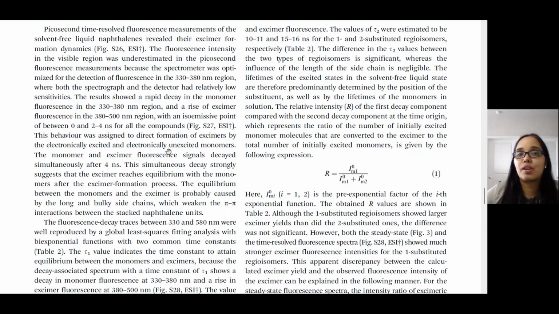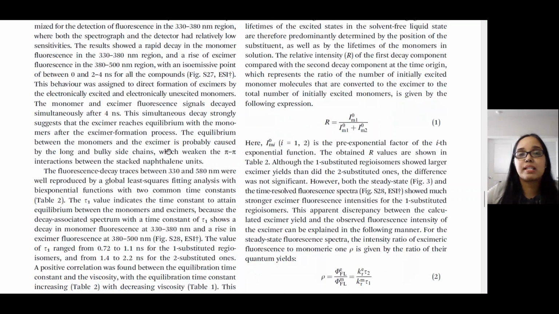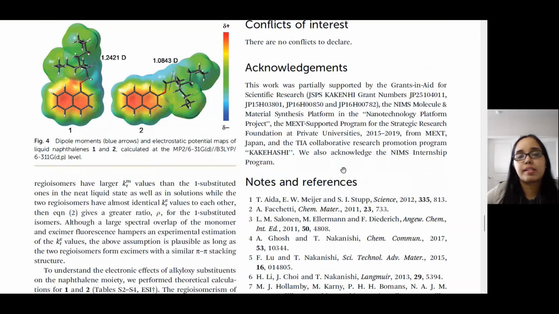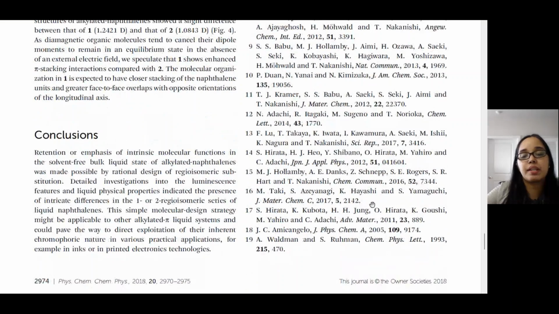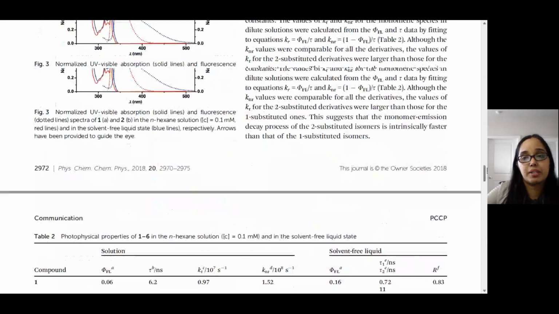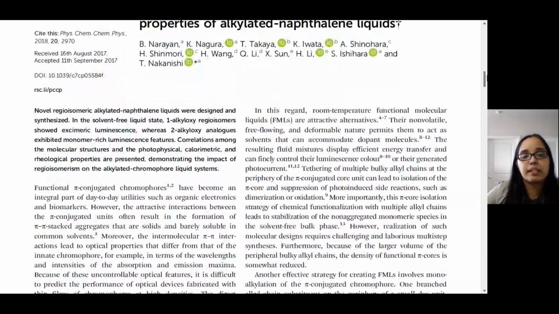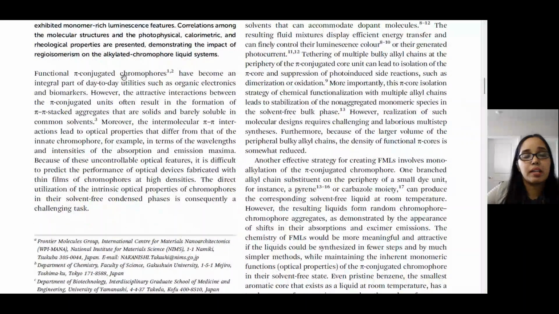Because it is free of cost and accessible, there is no page limit. But in a journal paper, there is a space or page limit. So you can write only a few pieces of information there. And then there are some notes and references. So if you want to read similar papers, all these references might be useful. Say I want to know how to read the references and which references to actually pay attention to. So say if I'm reading this paper, let me read through this. Functional pi conjugated chromophores 1-2.